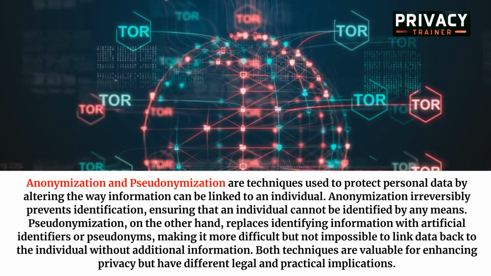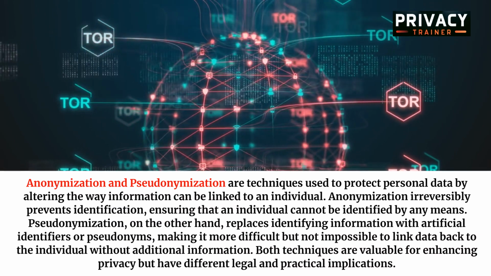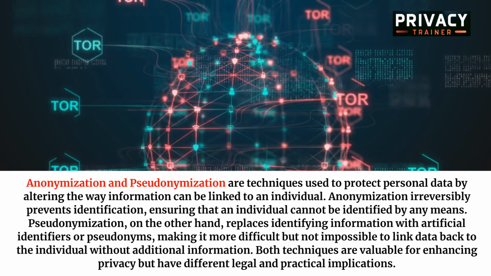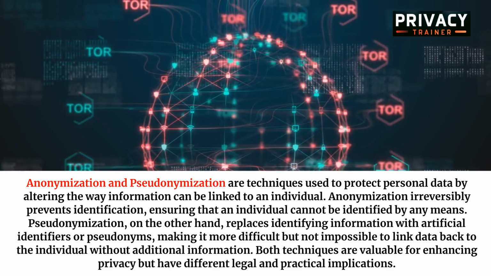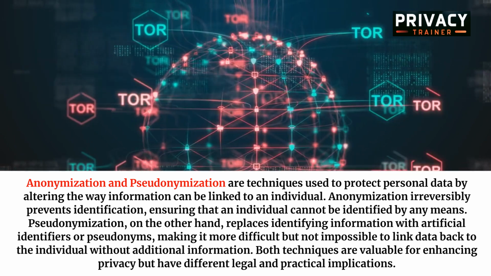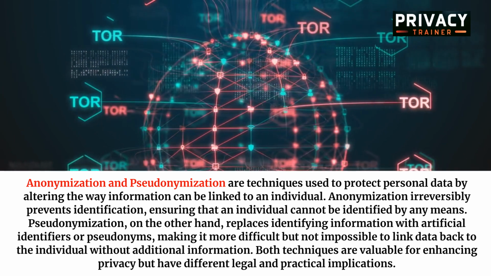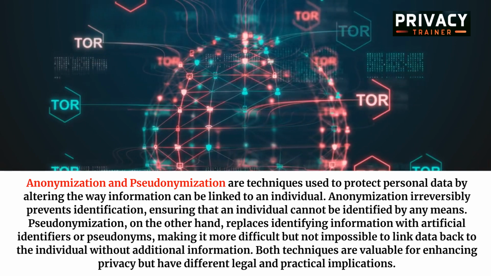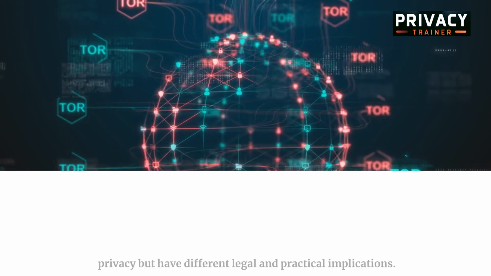Anonymization and pseudonymization are techniques used to protect personal data by altering the way information can be linked to an individual. Anonymization irreversibly prevents identification, ensuring that an individual cannot be identified by any means. Pseudonymization, on the other hand, replaces identifying information with artificial identifiers or pseudonyms, making it more difficult but not impossible to link data back to the individual without additional information. Both techniques are valuable for enhancing privacy but have different legal and practical implications.